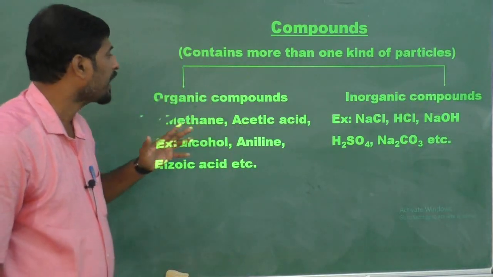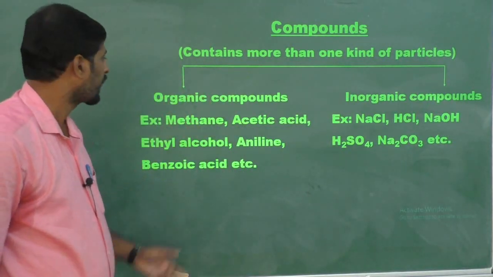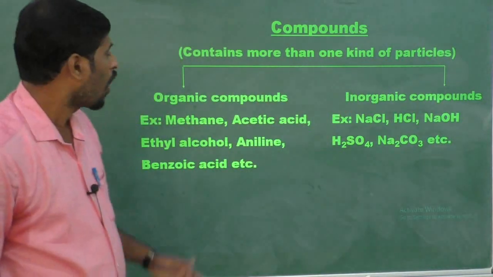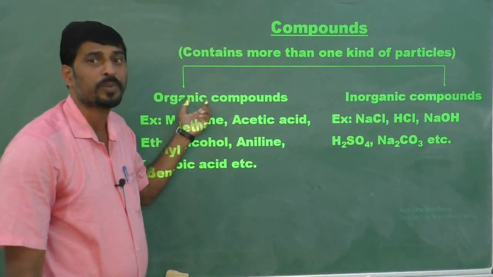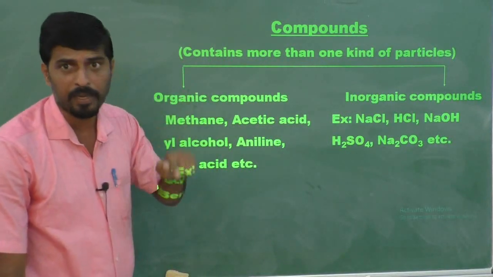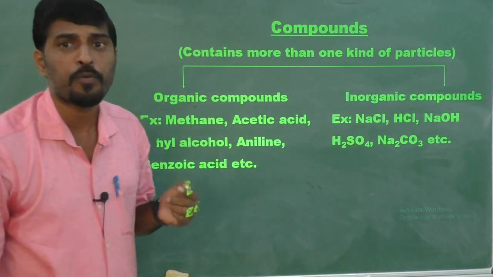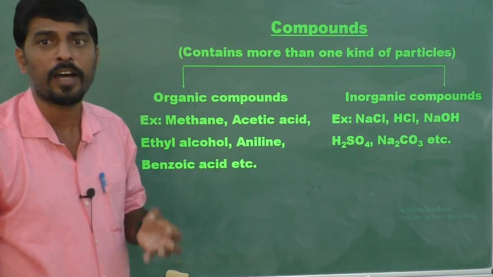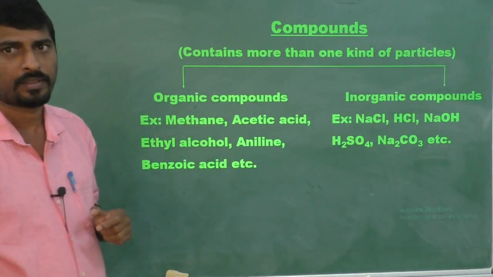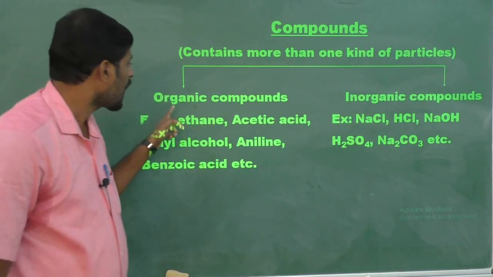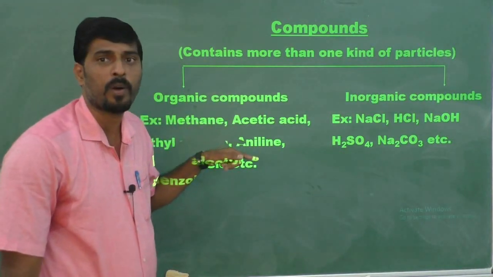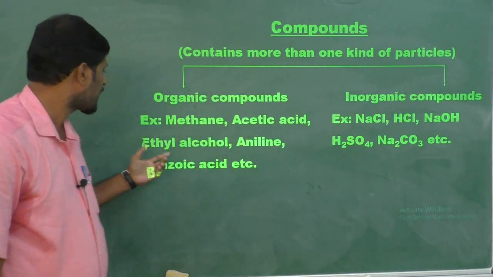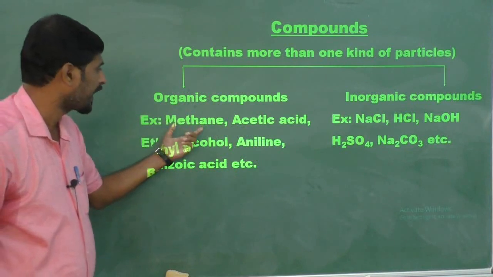Compounds can be classified into two types: organic compounds and inorganic compounds. Organic compounds are those which are made up mainly of carbon and a few other elements like hydrogen, oxygen, nitrogen, sulfur, halogens, etc. Originally, these organic compounds are obtained from animals and plants.